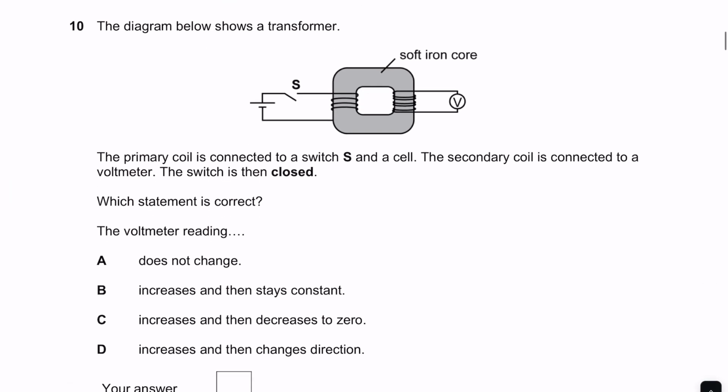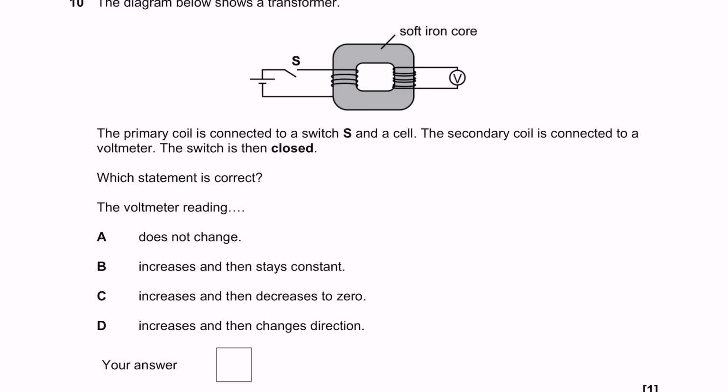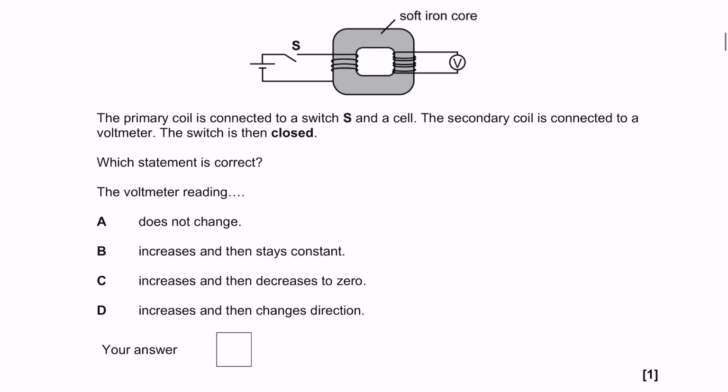Question number 10. The diagram below shows a transformer, and the primary coil is connected to a switch S and a cell, and the secondary coil is connected to a voltmeter and the switch is now closed. What is the correct statement? So one thing we need to keep in mind is that a cell is a source of direct current. So once the current starts flowing, there's not going to be any change in the direction of the current. So C will be the answer, because when you close a switch, current will start to flow, and therefore there's going to be a reading.